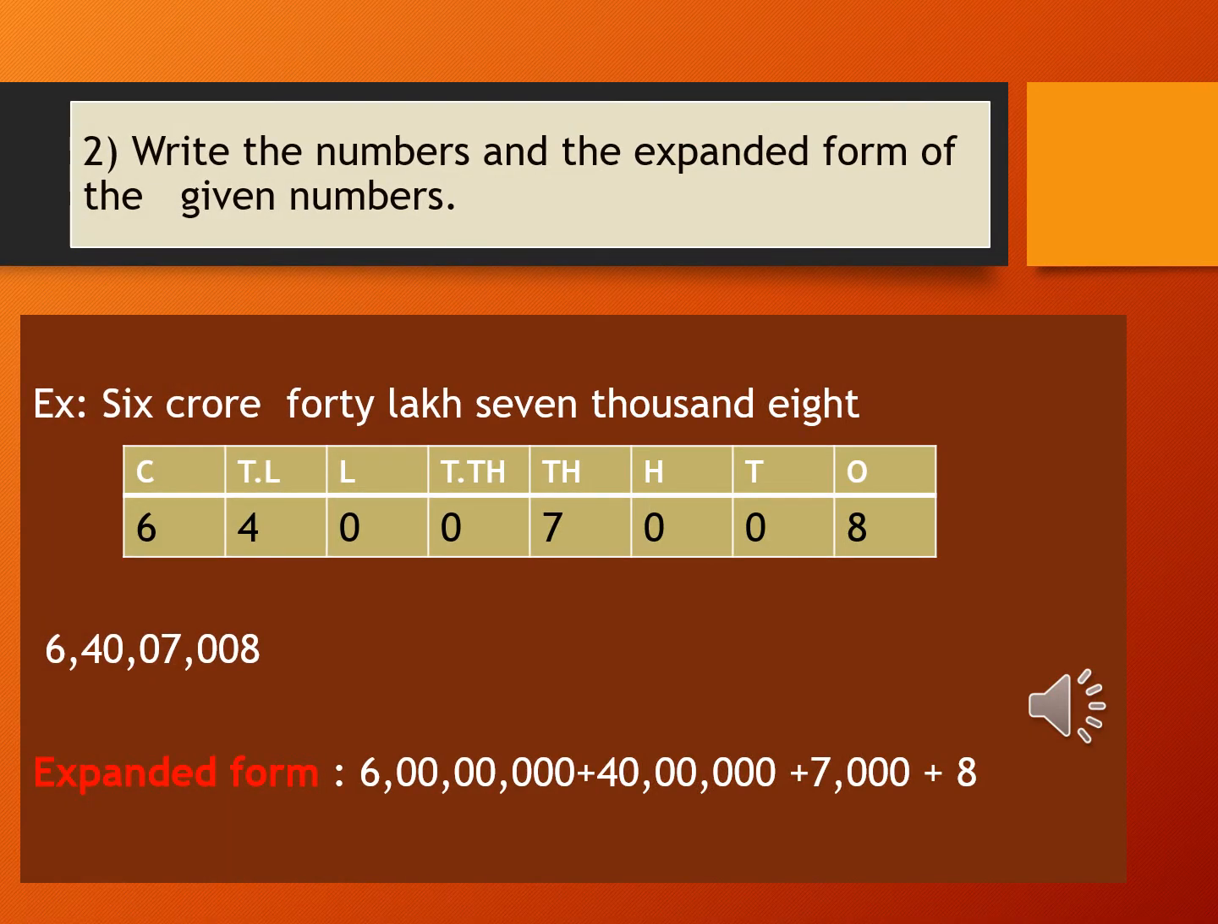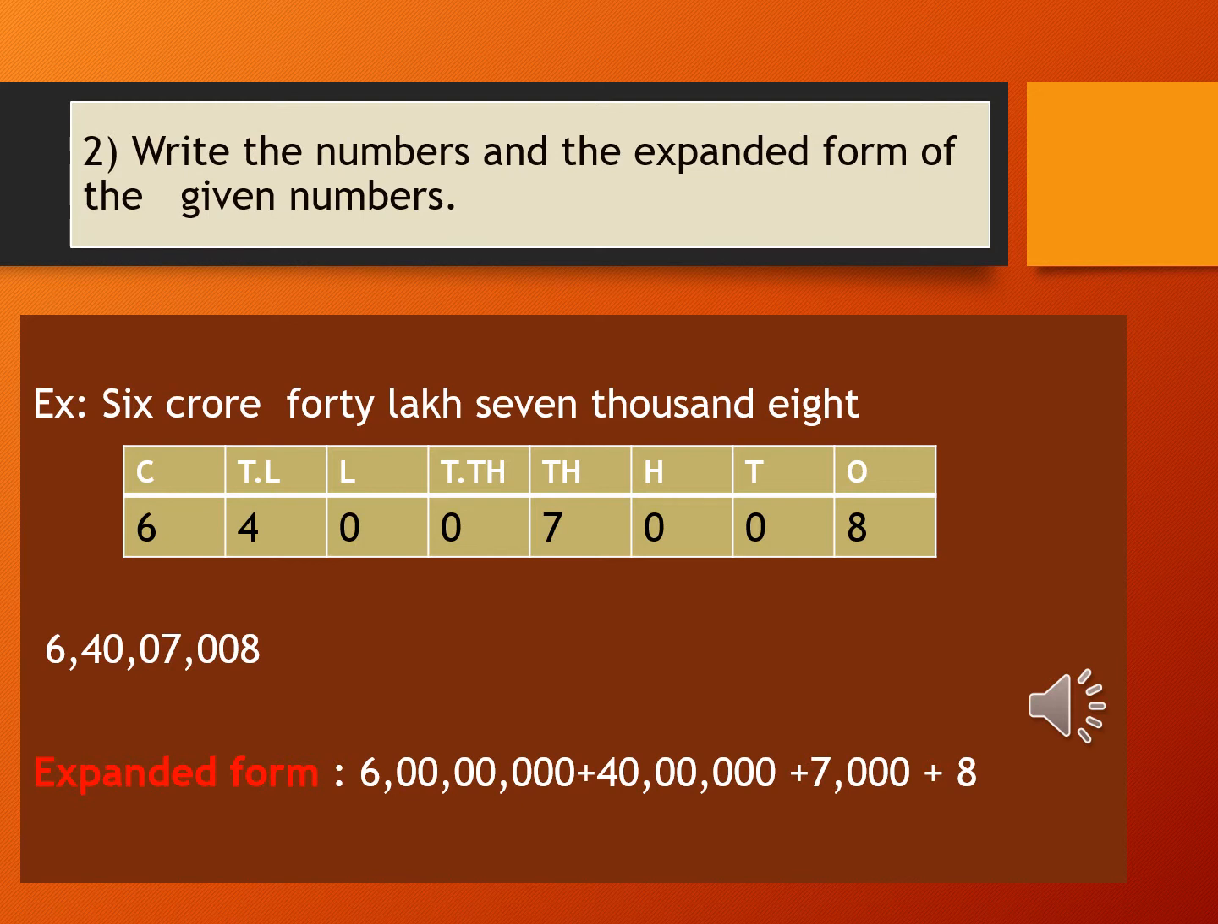Now we can do question 2. What is the question? Write the numerals and the expanded form of the given numbers. The number in words is given here. We want to write its numeral form and expanded form. The number given is 6 crore 40 lakh 7,008, and its expanded form.